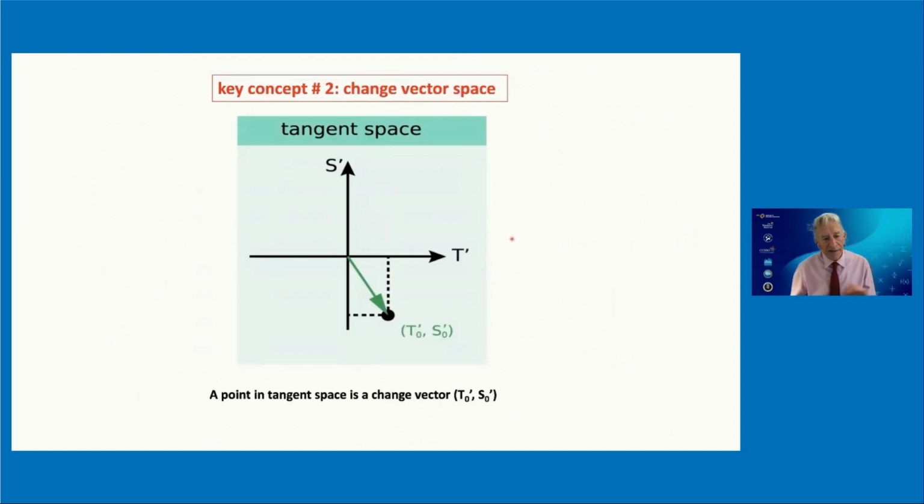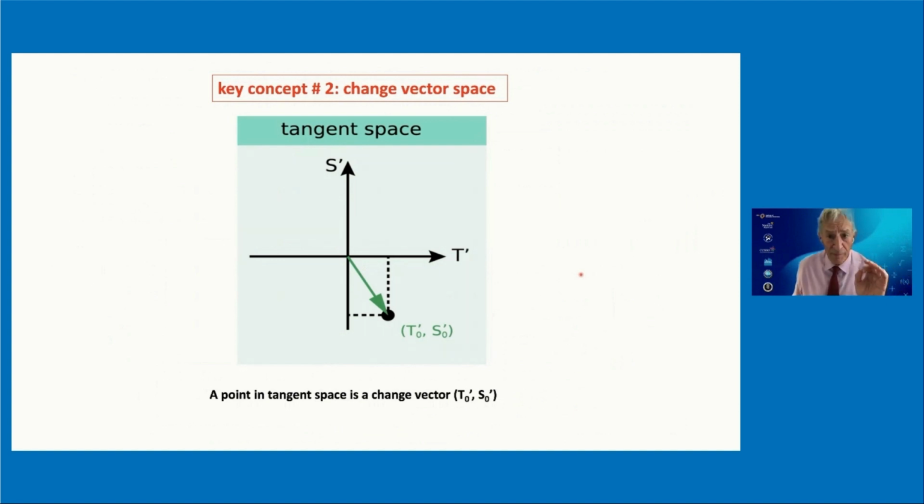The second key concept we need is the idea of the space of change vectors. Change vector space is also called tangent space. And tangent space has different axes. It's S prime and T prime. And a vector in tangent space is a vector T0 prime, S0 prime. It's a change vector.